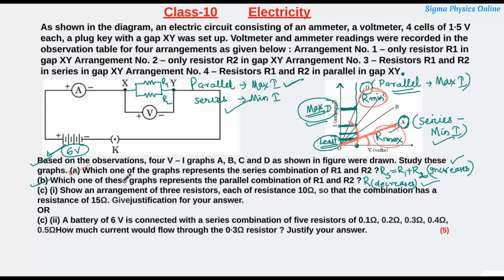So we can write the answer: A represents the series combination. So the series combination is possessed by A. Then which represents the parallel combination, it is D.